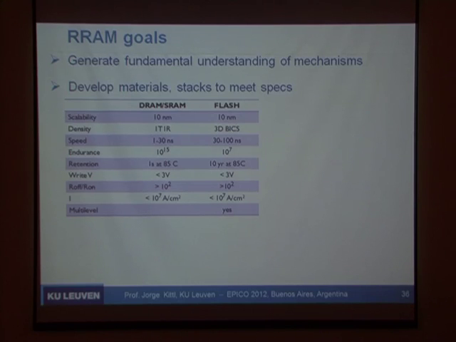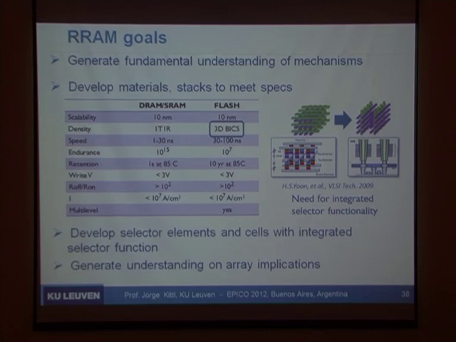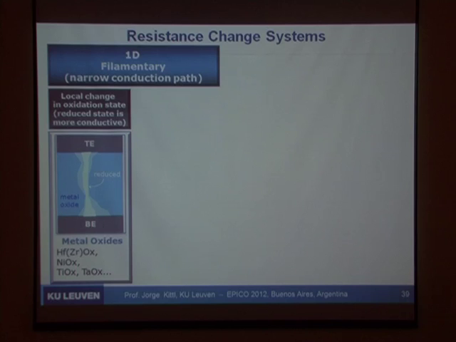Initially, we're trying to see if we could get into replacing DRAM or flash, and as I mentioned, for flash, the issue of density is key, so the selector was one of the key considerations. So this is kind of a repeat of what I said earlier. Okay, so now moving into the different types, there are many ways of classifying them.